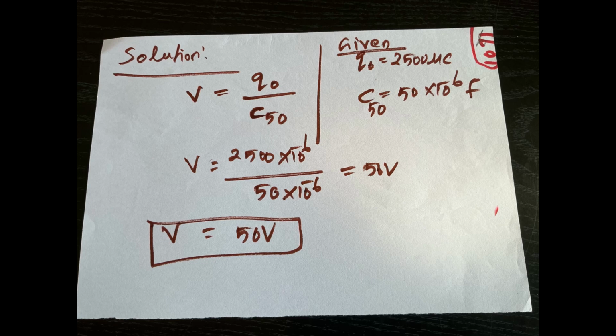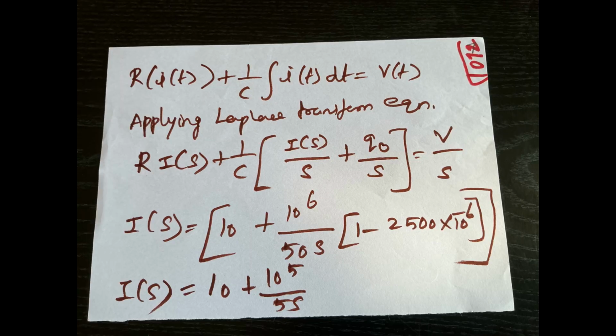Found out value VC is 50 volt, divided by capacitance value 50. So 50 divided by 50, minus Q0, whose value is given in the question: the charge on the capacitor is 2500 microcoulomb, so 10 power minus 6. The capacitor is in the circuit as shown, minus to plus, so put a minus sign. Finally, taking Laplace transforms, we find that I(s) is 15 divided by s plus 2000.